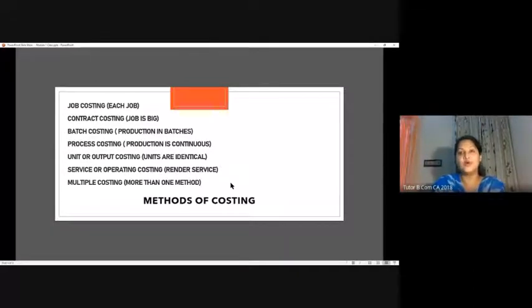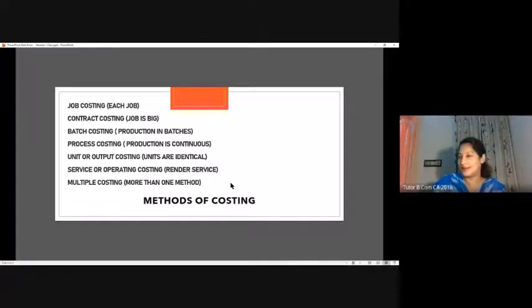raw material; you talk about the cost of rendering a service. For example, the banking industry or tourism industry, where the nature of accumulation of costs is slightly different from a manufacturing concern. You don't talk about a production process. You don't talk about bringing in raw material, converting raw material, stocking raw material. No, that may not happen.